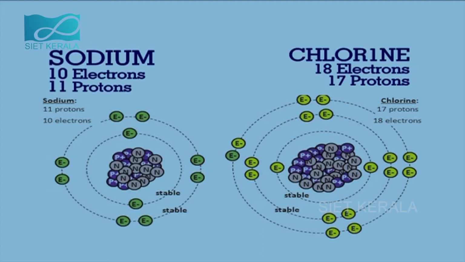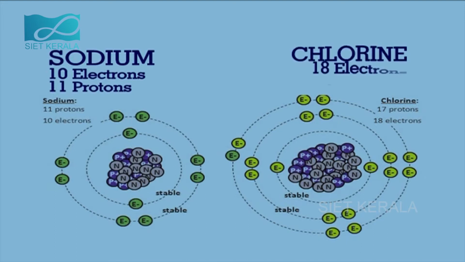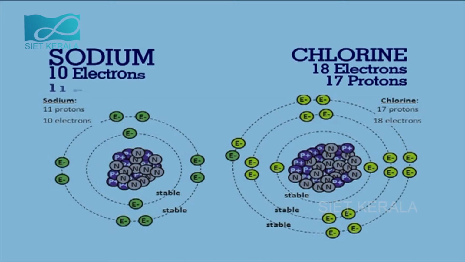Sodium atom now has 10 electrons, and the chlorine atom has 18 electrons. That is, sodium loses 1 electron, and chlorine gained 1 electron. Now, how do these atoms actually stick together and become sodium chloride?